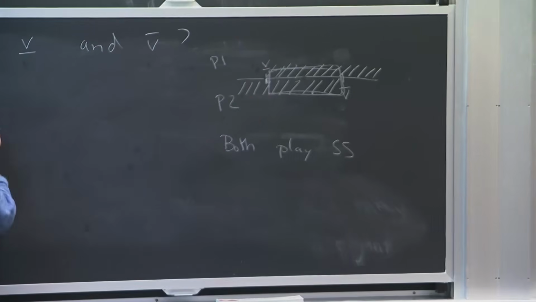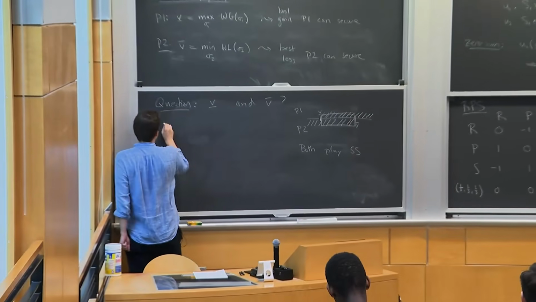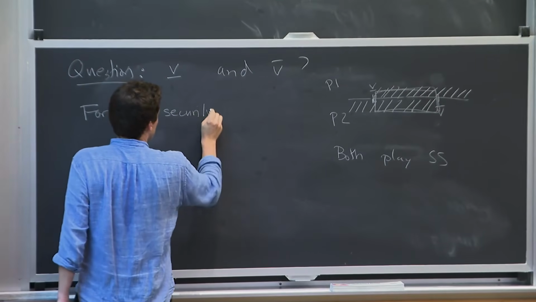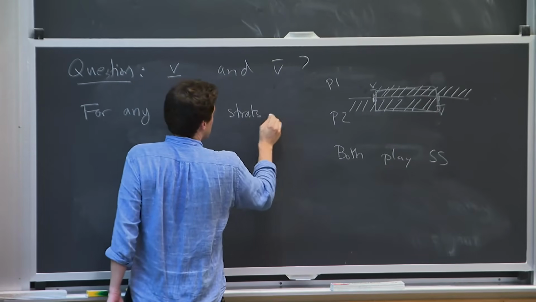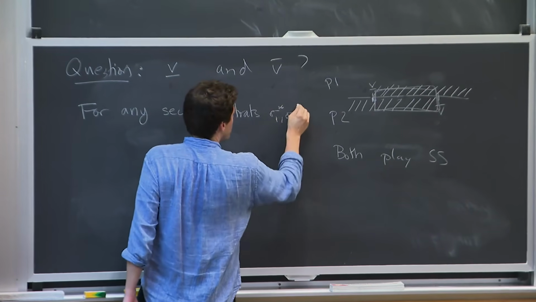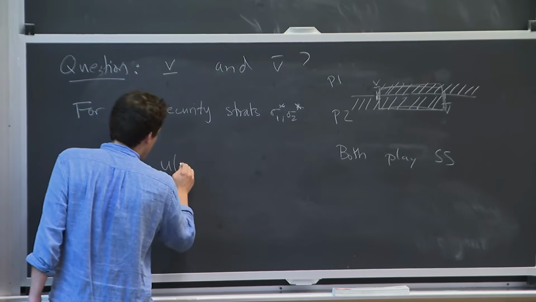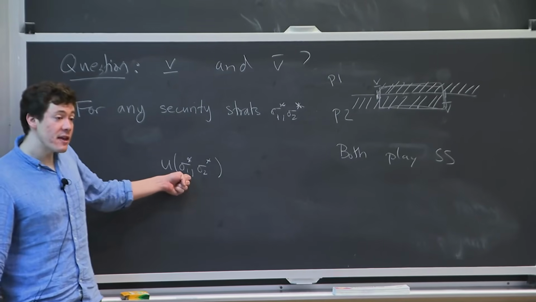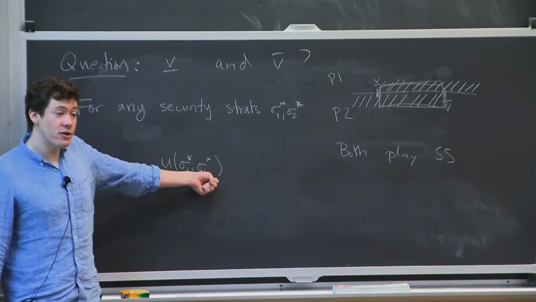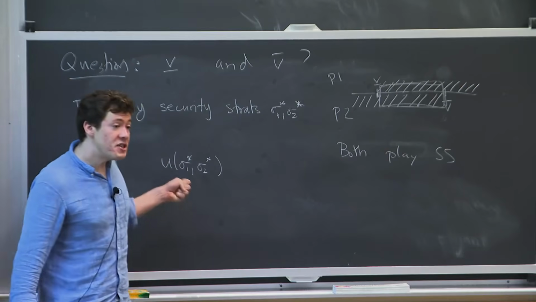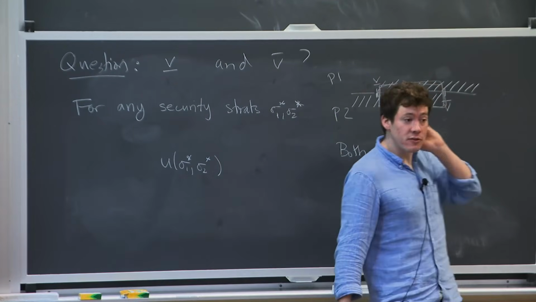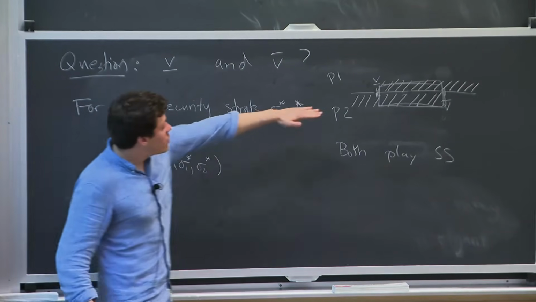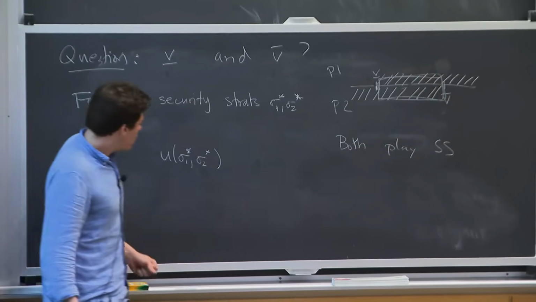So let's look at what happens. So here's the result. For any security strategies sigma 1 star and sigma 2 star, let's try to understand what is the payoff u1 star, u2 star. So player 1's playing their security strategy. Player 2's playing their security strategy. And we want to understand u, which is the gain for player 1 and the loss for player 2. Right? Well, what do we know about this? We exactly want to go through this reasoning here.